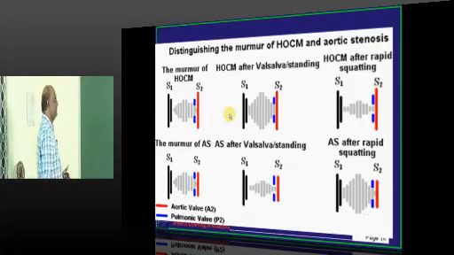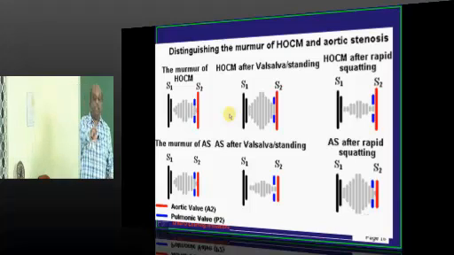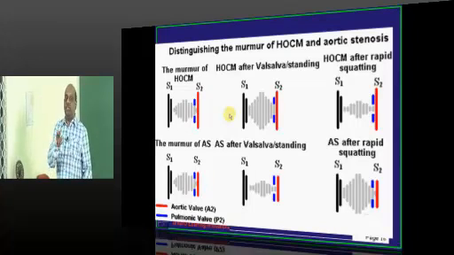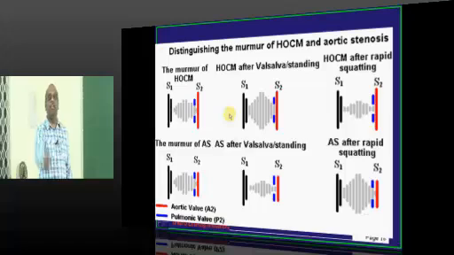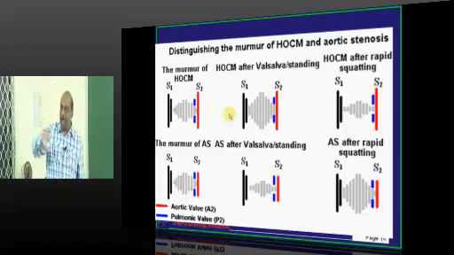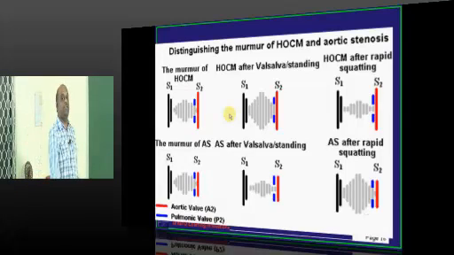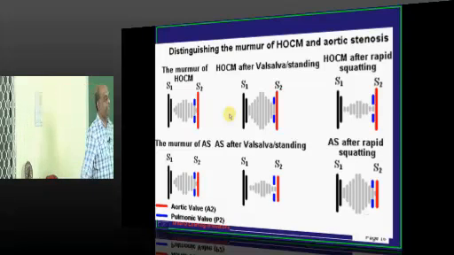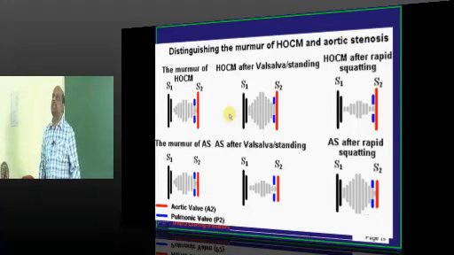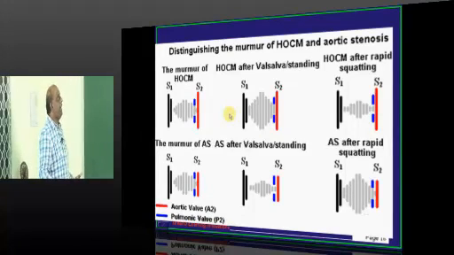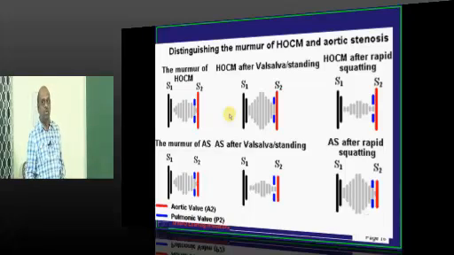Now doctor, how do you distinguish such an obstruction which is subvalvular in HOCM from that of a valvular obstruction which you see in the case of the aortic stenosis? Already we discussed this point, I believe. Suppose you ask the patient to squat.